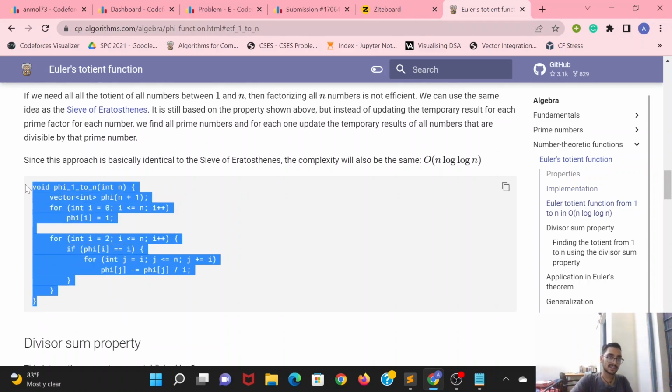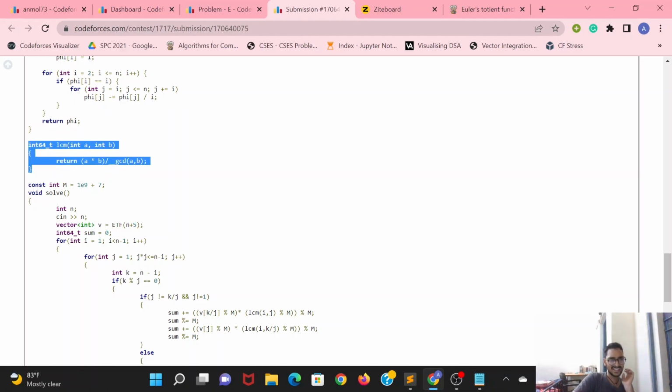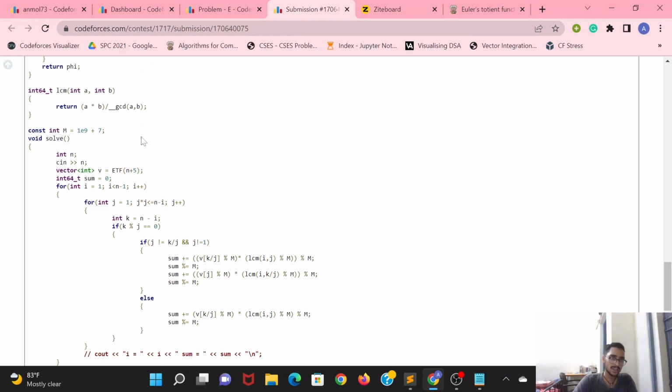So I just took this function and used it out here to find the ETF of all the numbers till n, and this is an LCM function which basically finds the product divided by GCD. So I do ETF of n plus 5, because we are going to use ETF till n only. Now my sum is basically storing the actual sum which has to be printed.